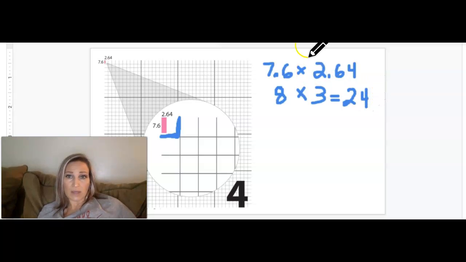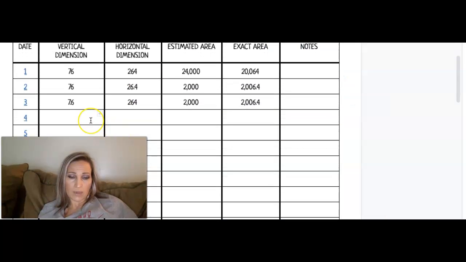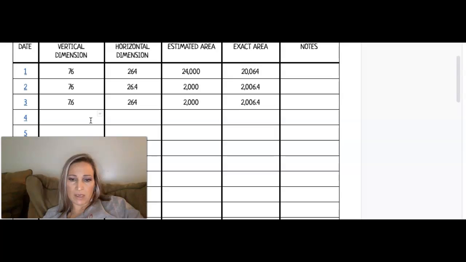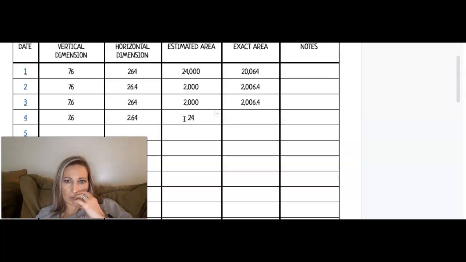Okay, so let's write that in our calendar grid chart. So I'm going to go ahead and do that. I'm going to scroll up a little bit. So I've got to remember it was 7 6/10 by 2 6400. And then we're going to guess that this was about, what did I say, 24, right? So the estimated area would be 24. And now we're going to have to figure out the exact area.